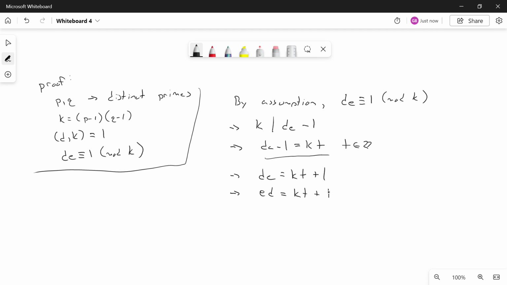Now for any given B in Z, what we're going to do is take B and raise it to the power ED. Now remember, ED, I've rewritten as KT plus 1. So we're going to do that substitution. Instead of ED, I'm doing KT plus 1. By laws of exponents, I could rewrite this as B to the power KT times B to the power 1, or we'll just leave it as B.